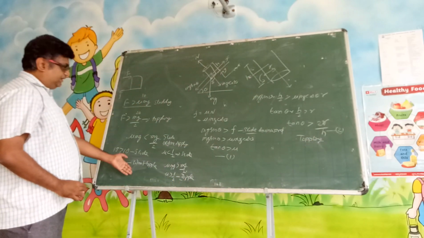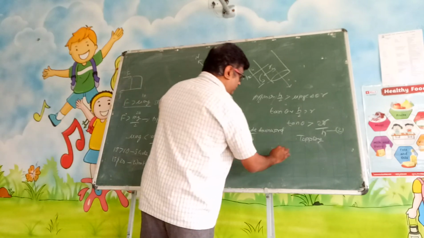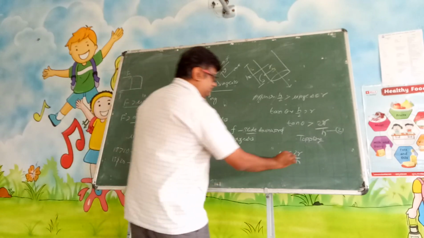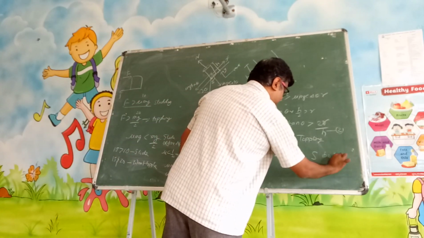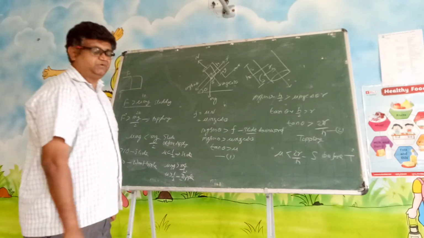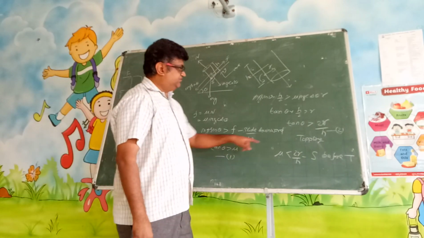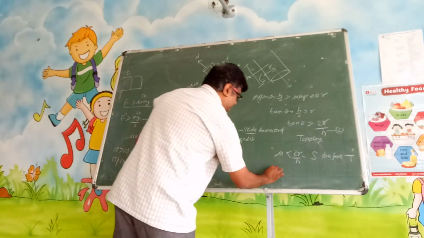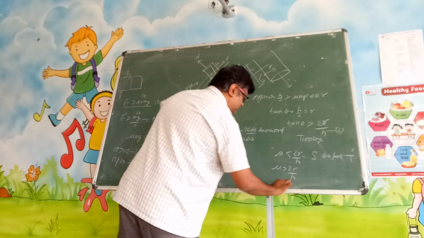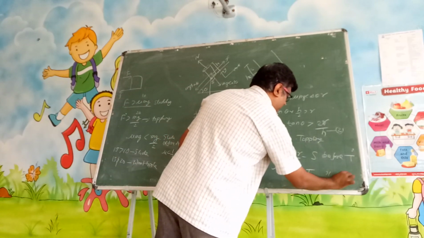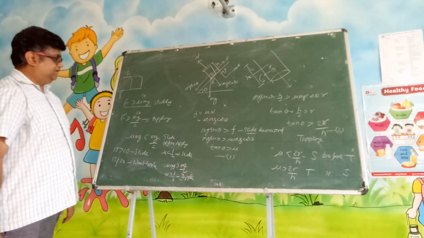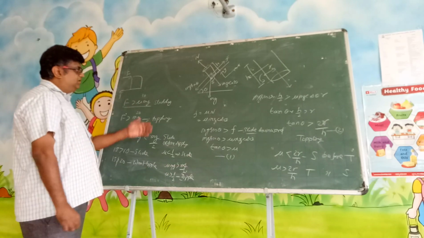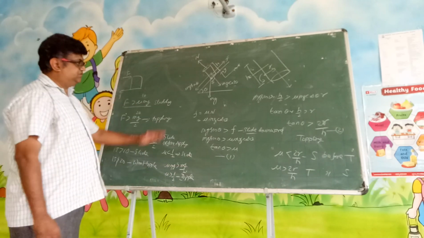So, like what we have done here. Here, if suppose mu value is less than 2r by h, it will slide before toppling. If mu is more than 2r by h, it will topple before slide. So we have to frame equations and come to a conclusion in which condition it will topple, in which condition it will slide. So this is the approach.